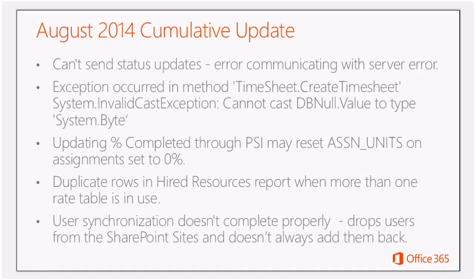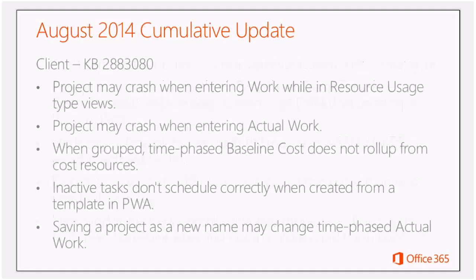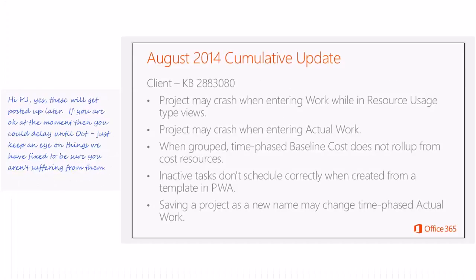Third item here, you want to group your view and you're grouping on costs and things of that nature. So you have baseline cost, and on that grouping row, you would love to have that rolled up as well. Unfortunately, for cost resources, which are all about cost, it was not doing any of the roll-ups for the baseline costs associated with those cost resources. So we've now fixed that.